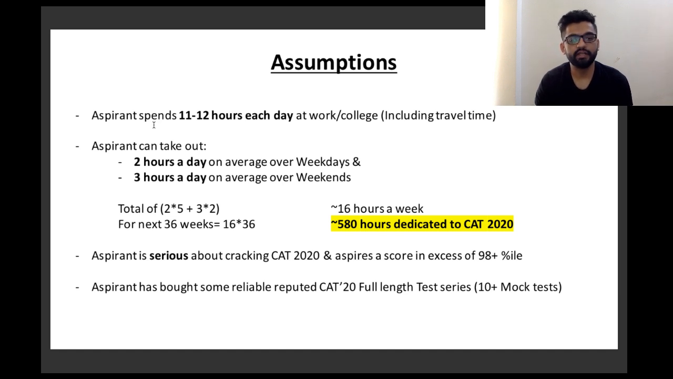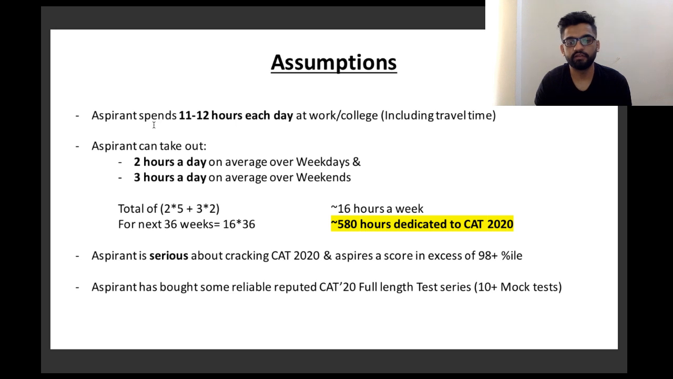Then the aspirant can take out 2 hours a day on average over weekdays and 3 hours a day on average over weekends. Again, if you're a serious CAT aspirant and you're targeting a score like 99, 98 plus, this is the kind of investment you have to put in on a daily basis. So a total of 16 hours a week for the next 36 weeks, which is 9 months, you have around 580 hours dedicated to CAT 2020, right?